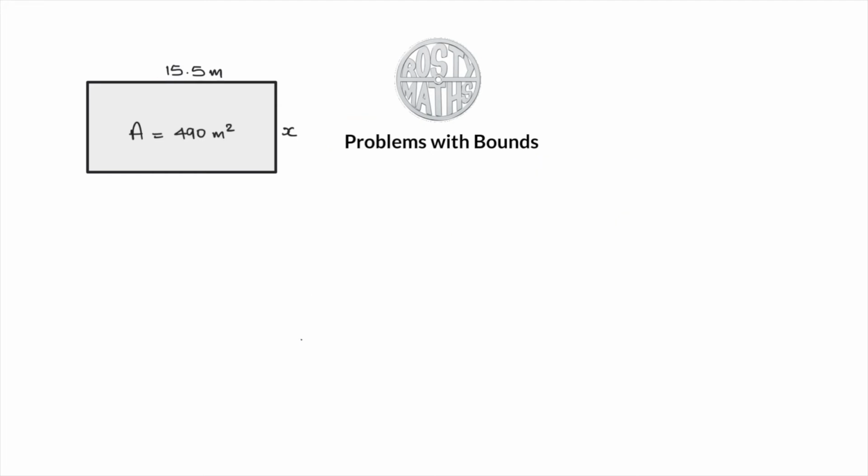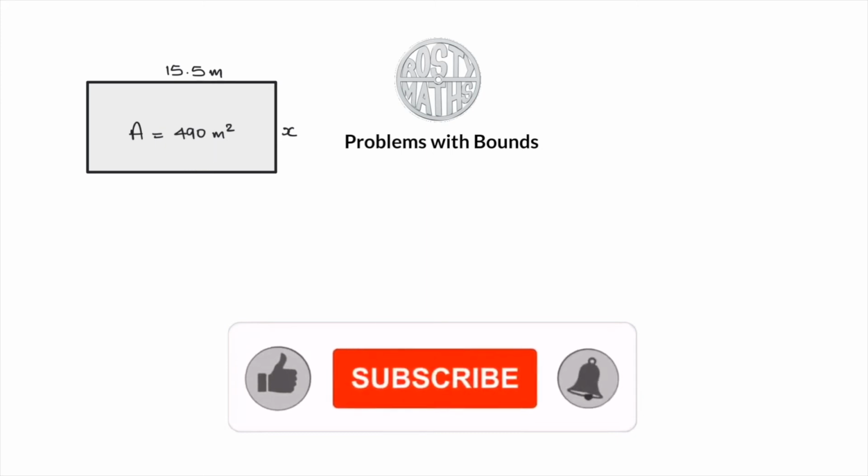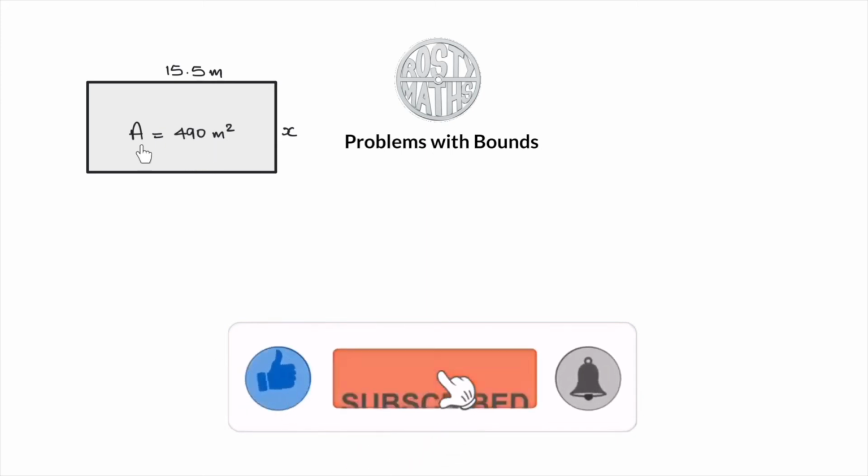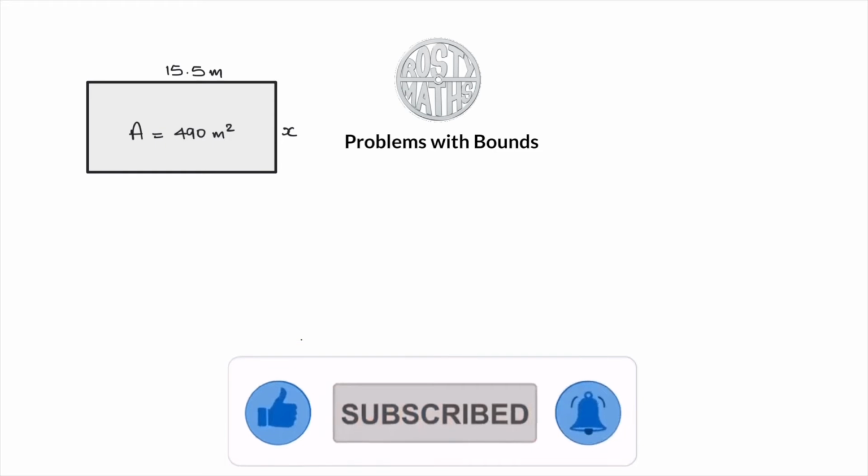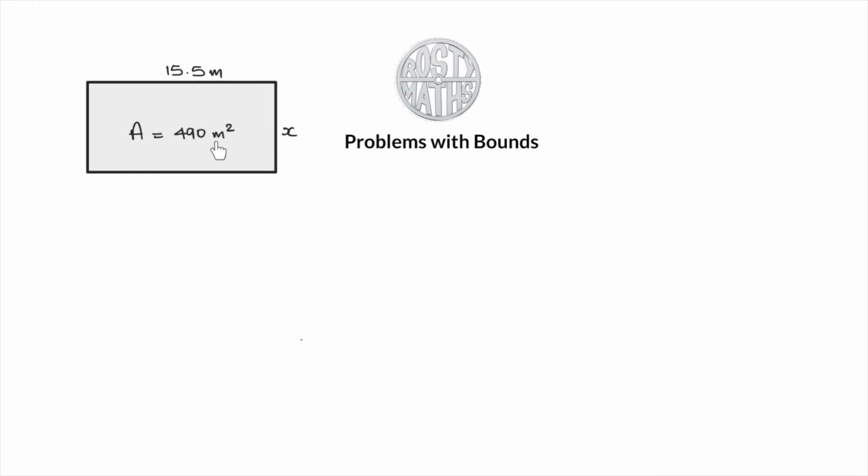Now to finish up the video, I'm going to stick with my rectangle here, and I've made some changes to it. So I've basically said that the area is given to you, and the area is 490 meters, and I'm going to say it's been rounded to the nearest 10 meters. Then the length is going to be 15.5 meters, and that's been rounded to the nearest one decimal place. So I'm just going to put 1 dp in there.